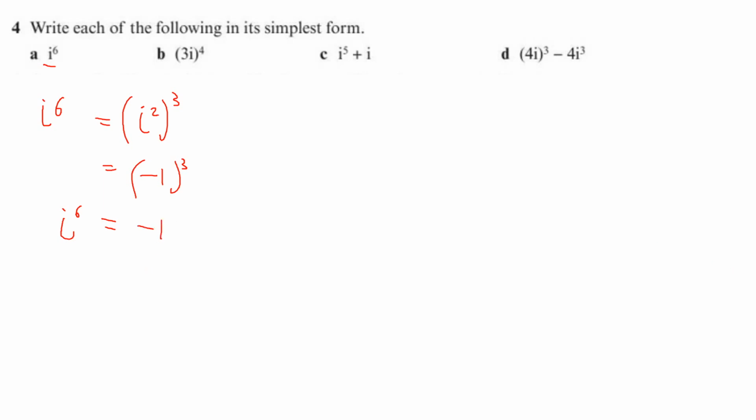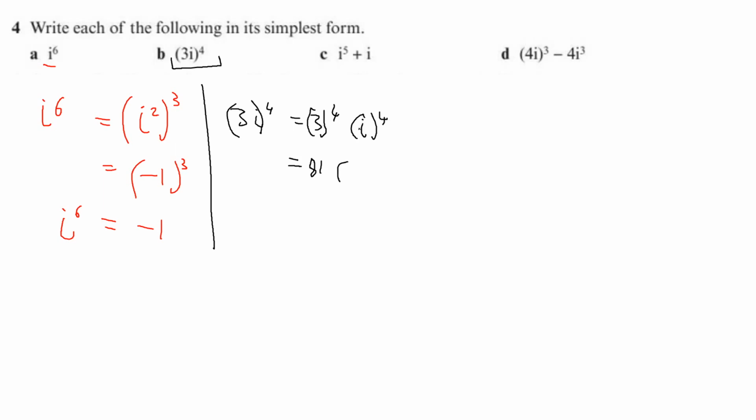Okay? All it is, it's the same concept. Exact same concept is this. 3i to the power of 4. 3i to the power of 4 is the same as 3 to the power of 4 times i to the power of 4, which is equal to 81, times i squared to the power of 4. Which is i squared squared, which is the same as minus 1 times minus 1, which is equal to just 81.